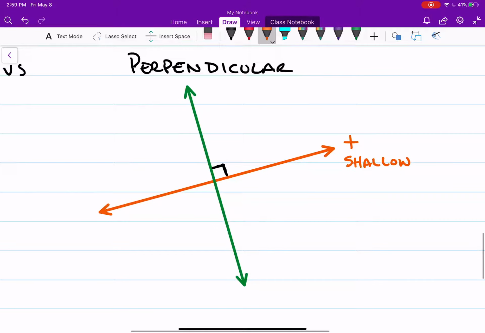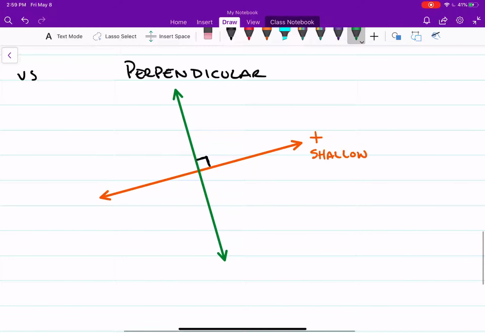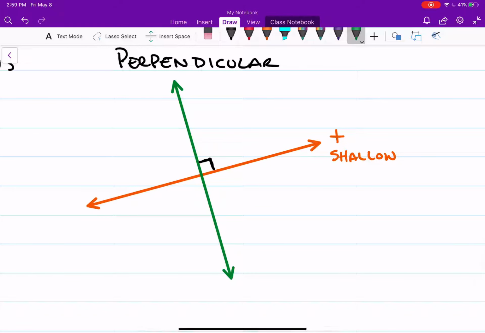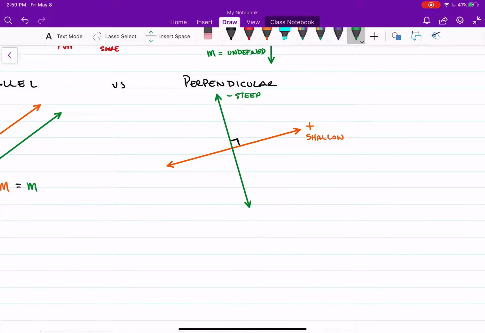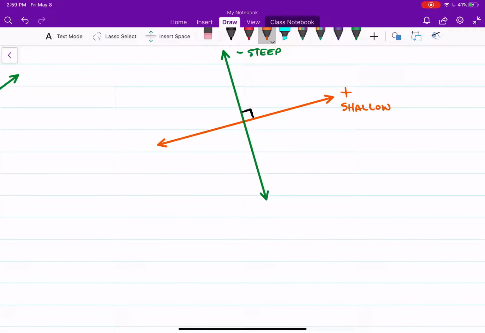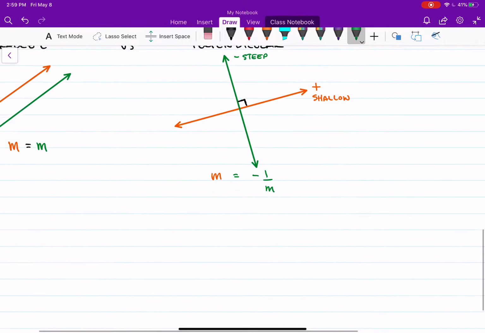Okay? Now, if you look at the green, is it positive or negative? So go from left to right, it's going downward. So this is going to be a negative slope, and it's going to be steep. Okay? So if you think about that, that's going to kind of tell you a story of how the slope is going to be. The slope here, let me put it this way. The slope of the orange line is going to be the same as the slope of the green line, but negated and flipped.